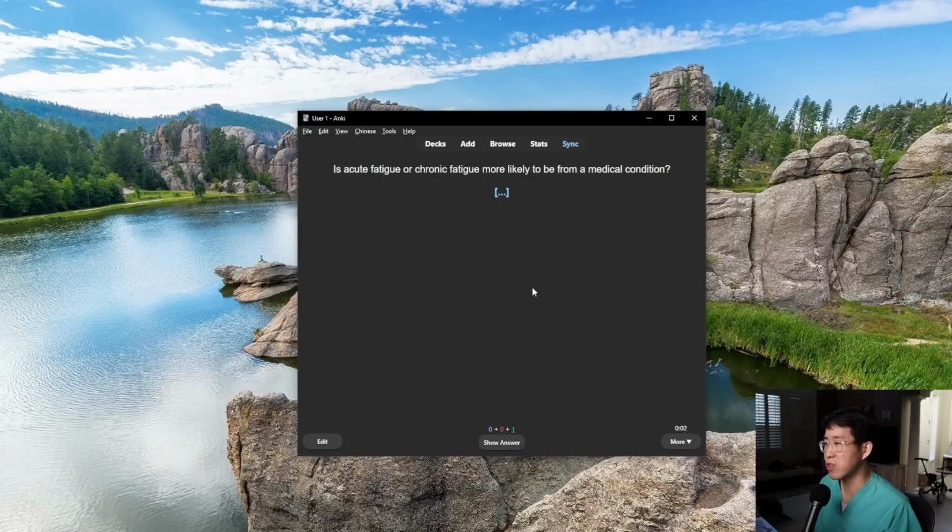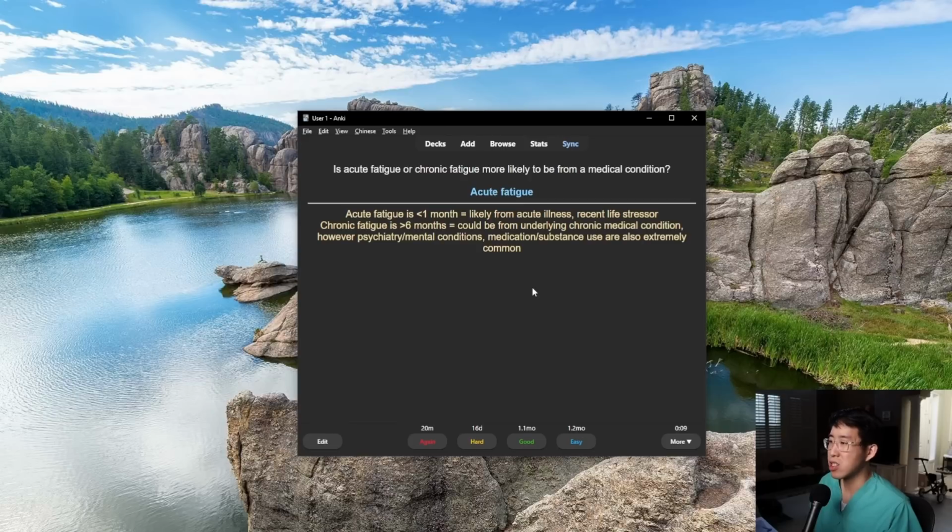And is acute fatigue or chronic fatigue more likely to be from a medical condition? That's going to be acute fatigue. A lot of people have chronic fatigue, and a lot of times it's from non-medical conditions. Chronic fatigue certainly could be from a medical condition, and there are a lot of reasons for chronic fatigue. But if somebody is coming to the hospital with acute fatigue, you're going to be a lot more concerned about something acutely changing in their medical picture.